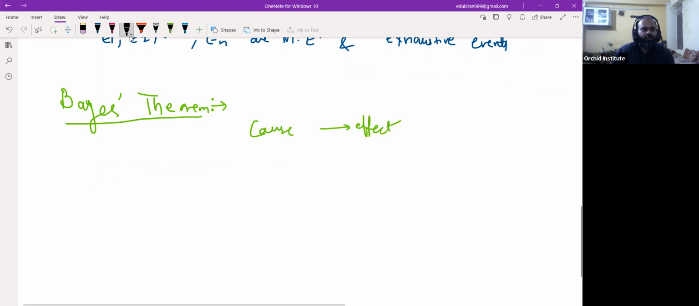So normally what we were doing is probability of effect when cause is given, like this conditional probability. So I'll give you an example.